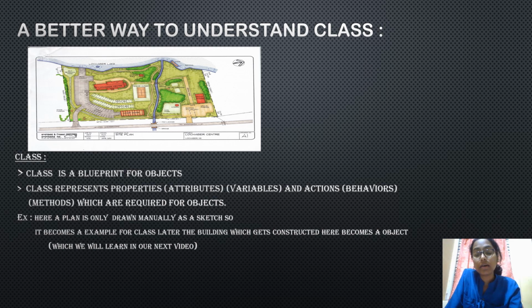So here is a better way to understand class. Class is a blueprint for objects. Class represents properties, which are attributes and variables. Then the actions, which are behavior and methods, which are required for objects. Example. Here is a plan. A plan is only drawn manually as a sketch. So it becomes an example for class. Later the building or any construction which gets constructed here becomes an object, which we learn in our next video.